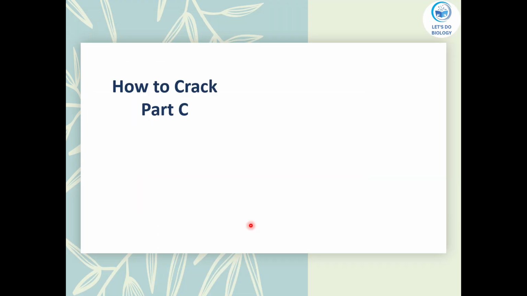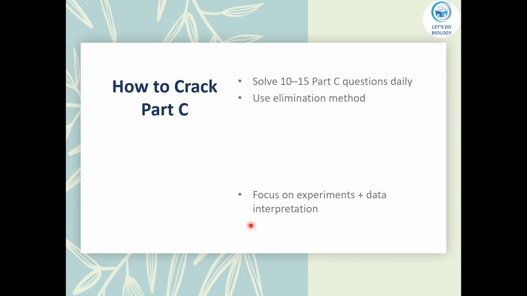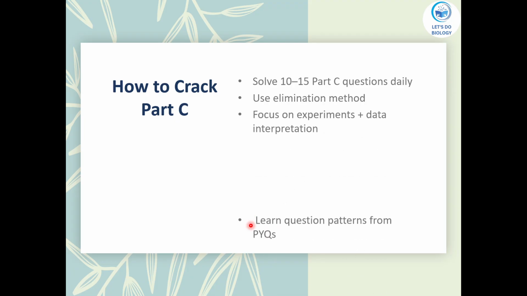So how you can crack Part C? As I already mentioned, Part C बहुत important है and that is rank maker. So to score high, Part C is the key. I will tell you some tips on how you can crack this Part C. You need to solve questions as much as you can; this is the point that I am mentioning multiple times. Use elimination method. Focus on experimental and data interpretation. Learn question pattern from PYQs.